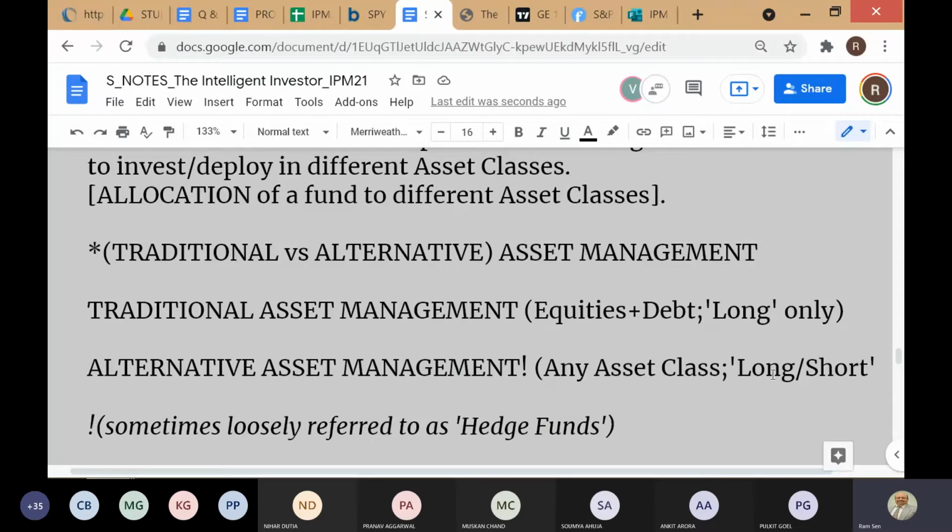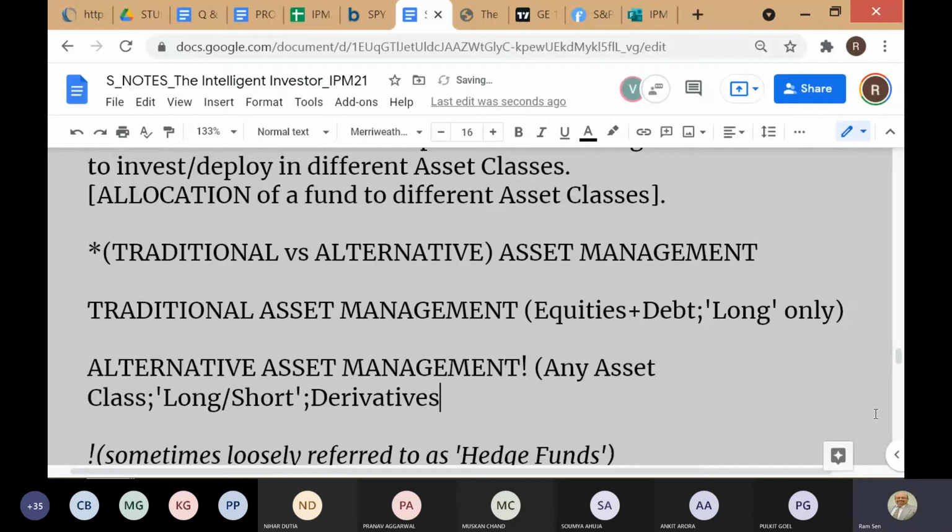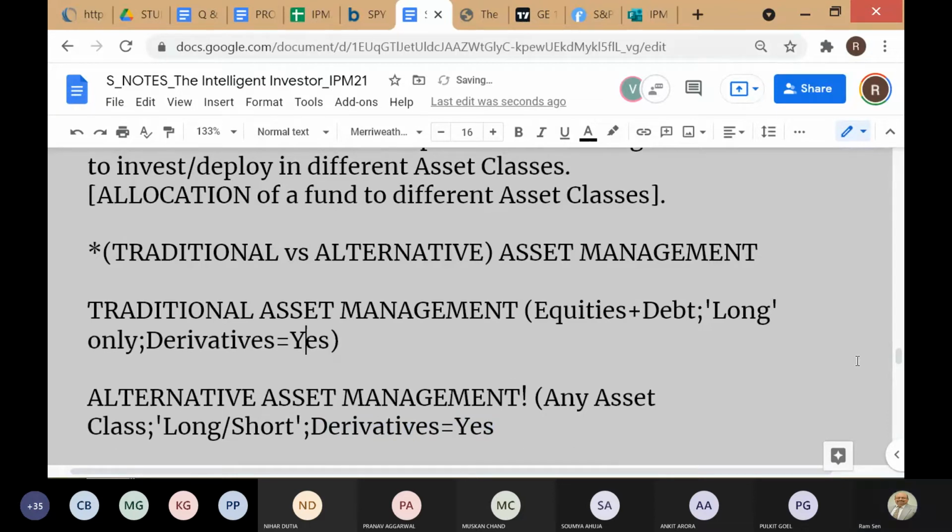The second difference between these two approaches is on the question of the types of positions allowed. In TAM, we only allow long positions, so it's called long only. And in AM, we allow both long and short, so it's called long short. So this is the second point. There is a third point which we should emphasize, but which will take us into the next topic. The third point is basically on the use of derivatives.